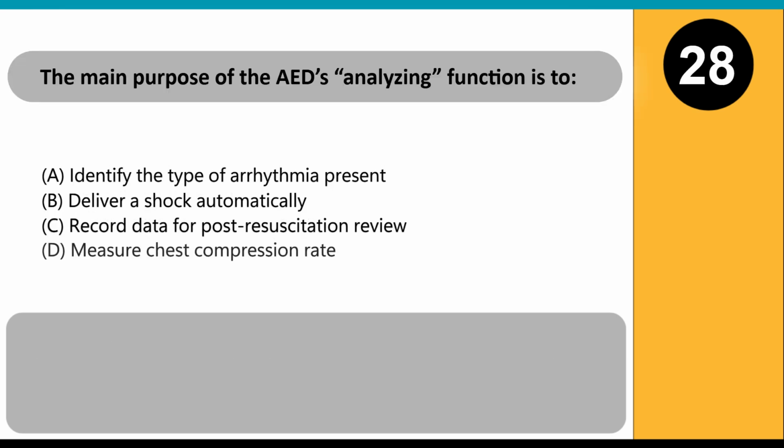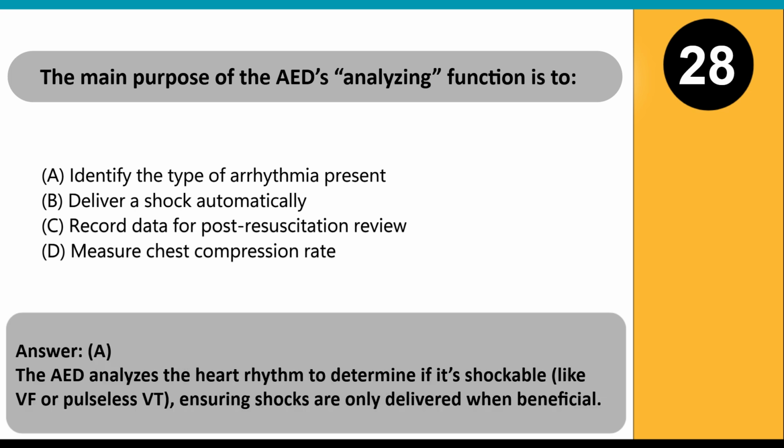The main purpose of the AED's analyzing function is to A. Identify the type of arrhythmia present. B. Deliver a shock automatically. C. Record data for post-resuscitation review. D. Measure chest compression rate. Answer A. The AED analyzes the heart rhythm to determine if it's shockable, like VF or pulseless VT, ensuring shocks are only delivered when beneficial.